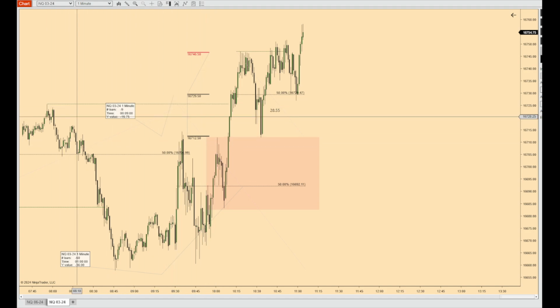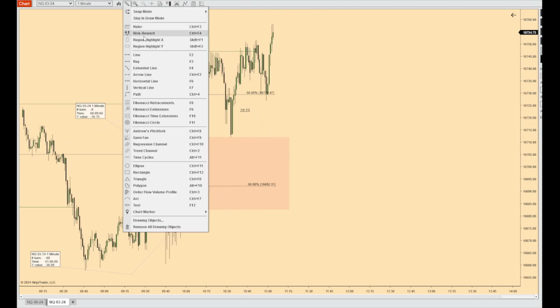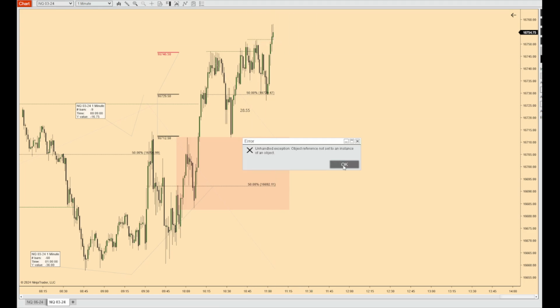So we broke out of this higher time frame range, tap back in. 1 minute break back into the range. And now we have another one. So we'll just continue.